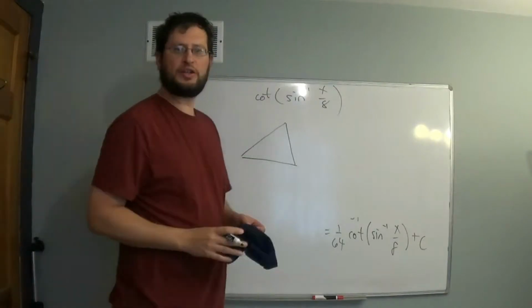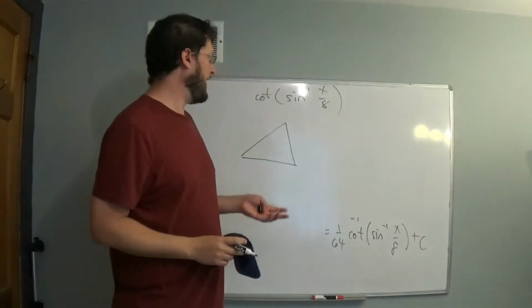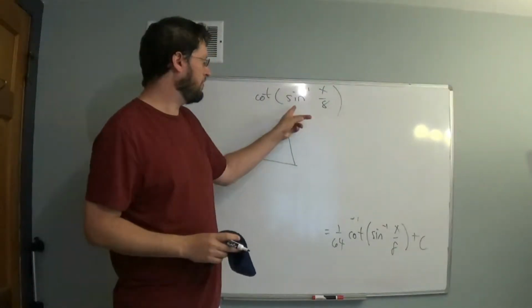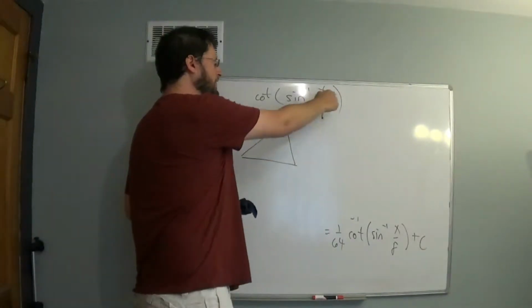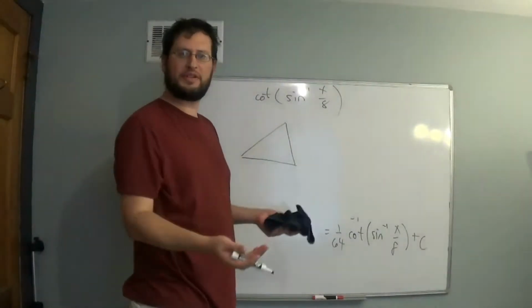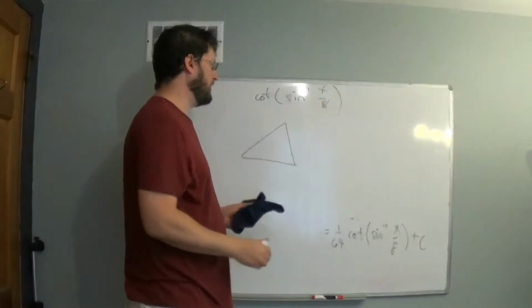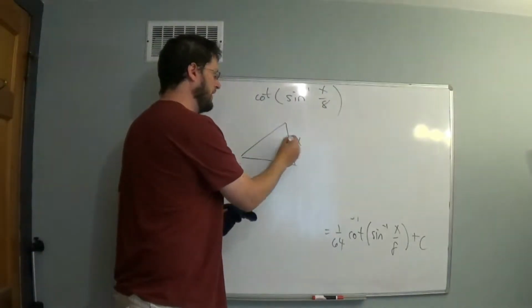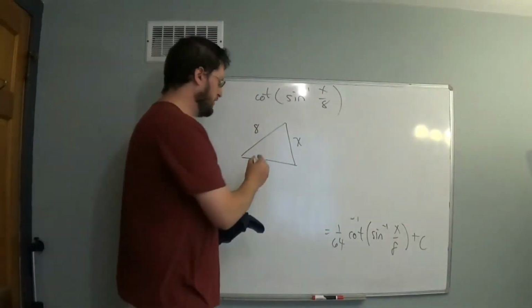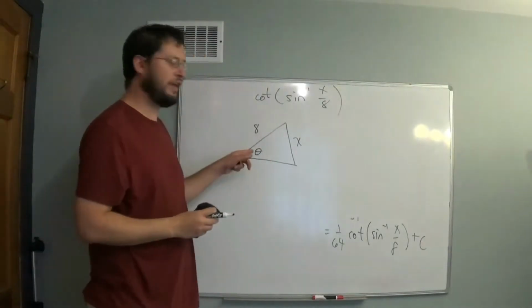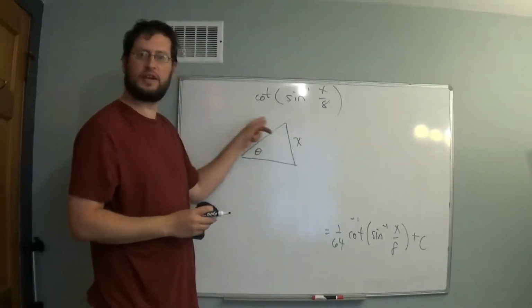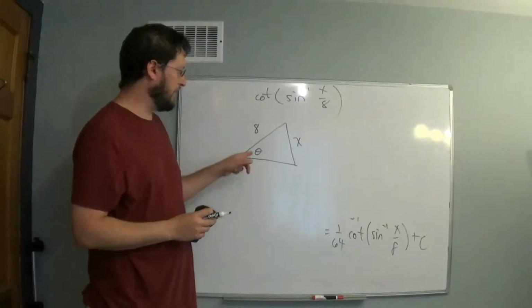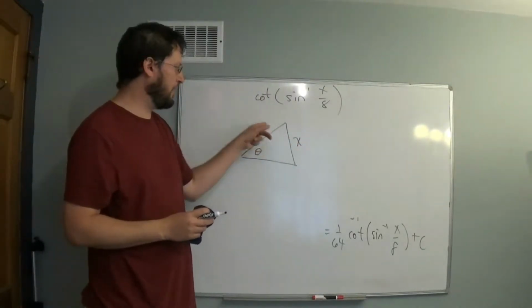And we're going to set up a right triangle that has essentially what we want. So sine inverse of x over 8. Sine is opposite over hypotenuse, which means that I'm going to put x here and I'm going to put 8 here, so that if this is theta, theta is sine inverse of x over 8, because sine of theta will be opposite over hypotenuse.